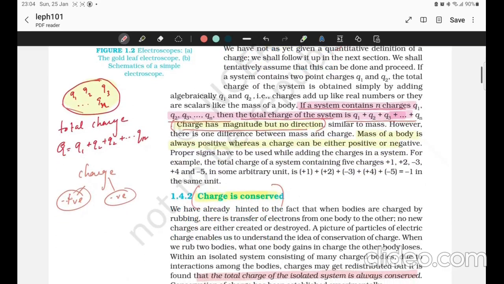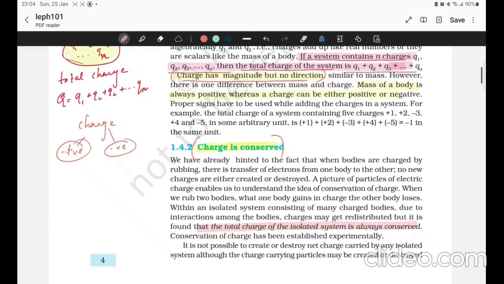Now the next one is conservation of charges. Charge is conserved. It is like energy itself. We know that energy can neither be created nor destroyed. Similarly, the total charge in a system will always be conserved.